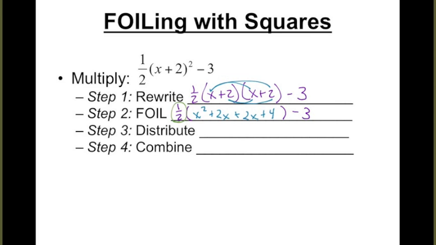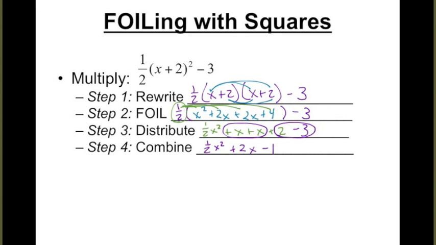Then I'm going to take the 1/2 and multiply it by each of these things now, stopping at the end of the parentheses though. So that gives me 1/2 x squared plus x plus 2. And the minus 3 just tags along. And then combine like terms. 1/2 x squared, put together the x's, makes plus 2x. And put together the constants, makes minus 1.